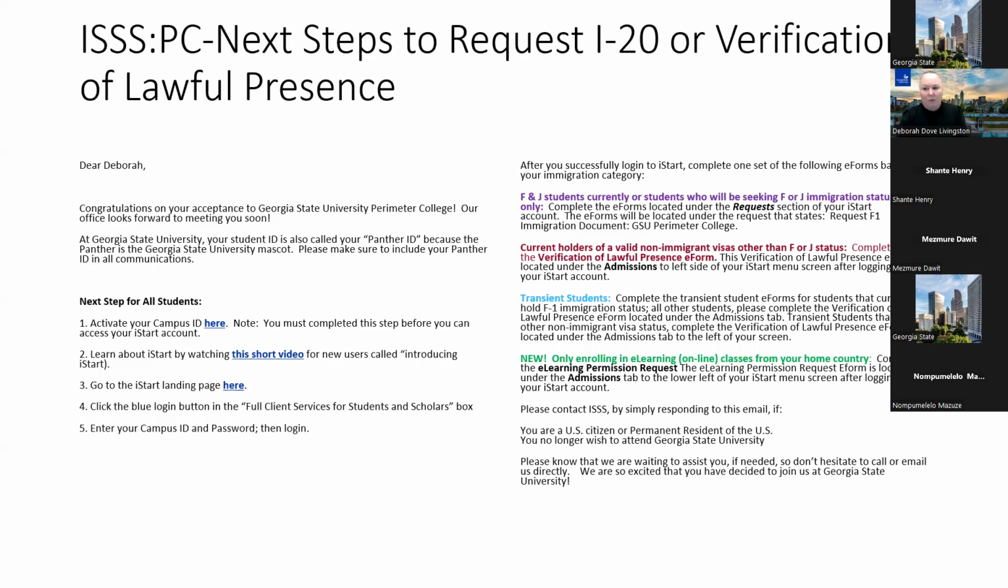For example, the e-forms to request an I-20 immigration document are located under the request section of your iStart account, whereas the e-form to complete the verification of lawful presence is located under the admissions tab. Once you've activated your campus ID, noted as step 1 in the next steps for all students, and you know where to find the e-form or the e-form groups you need after you log into iStart, you're ready to actually log into the system.